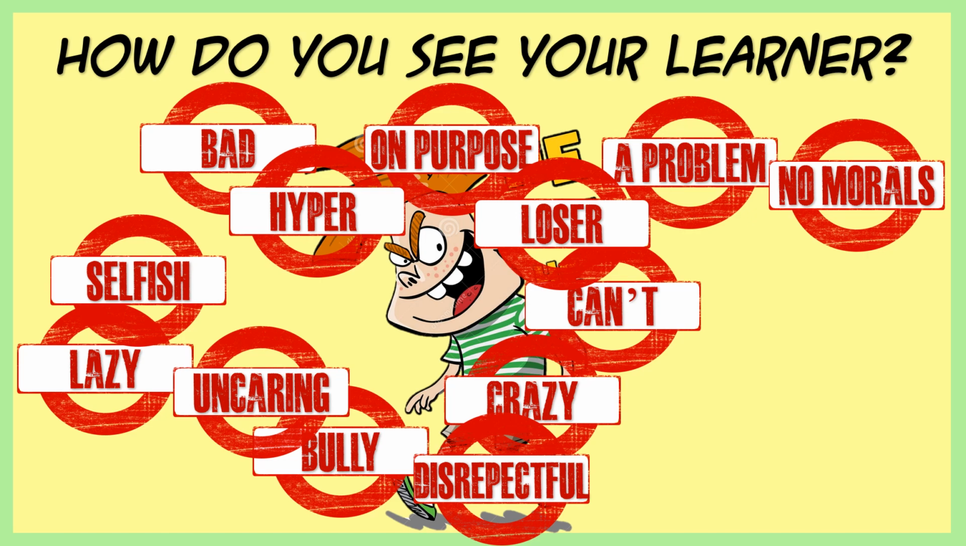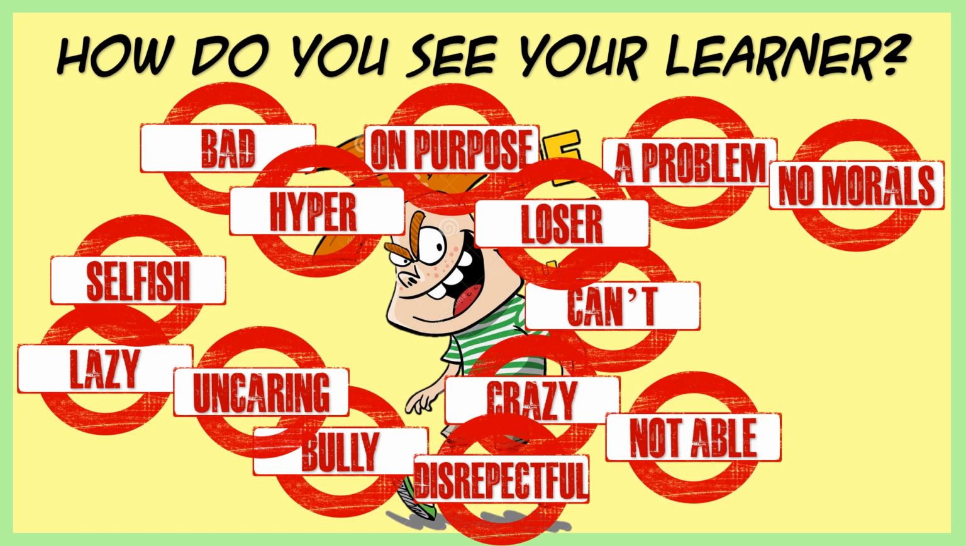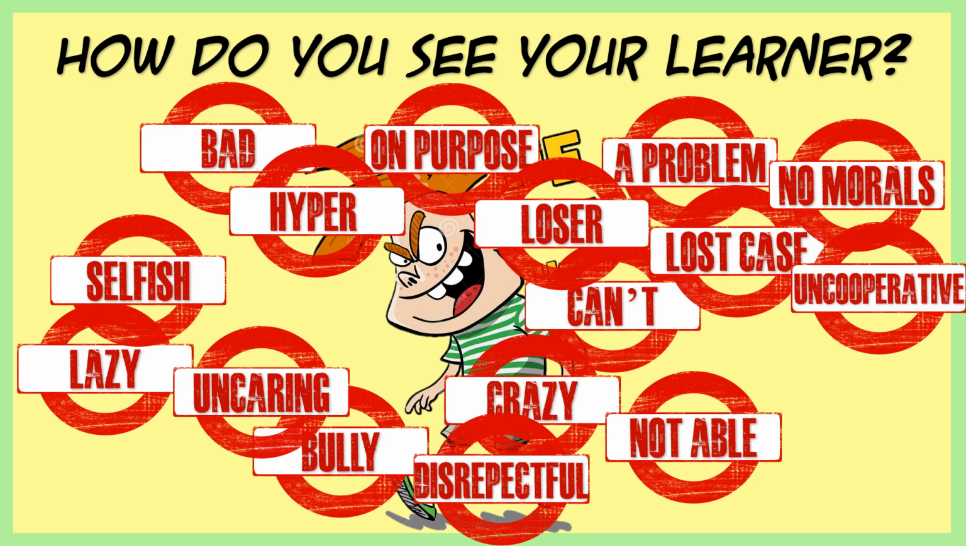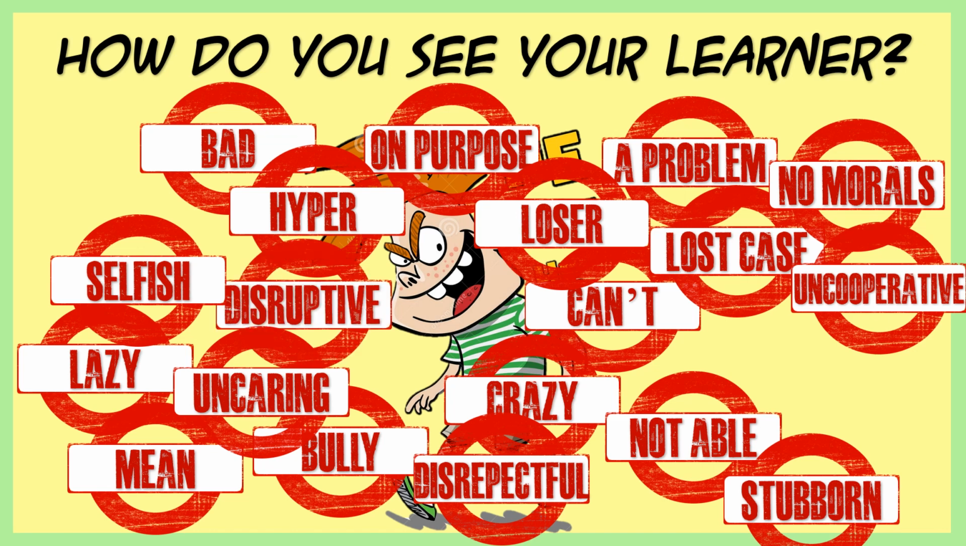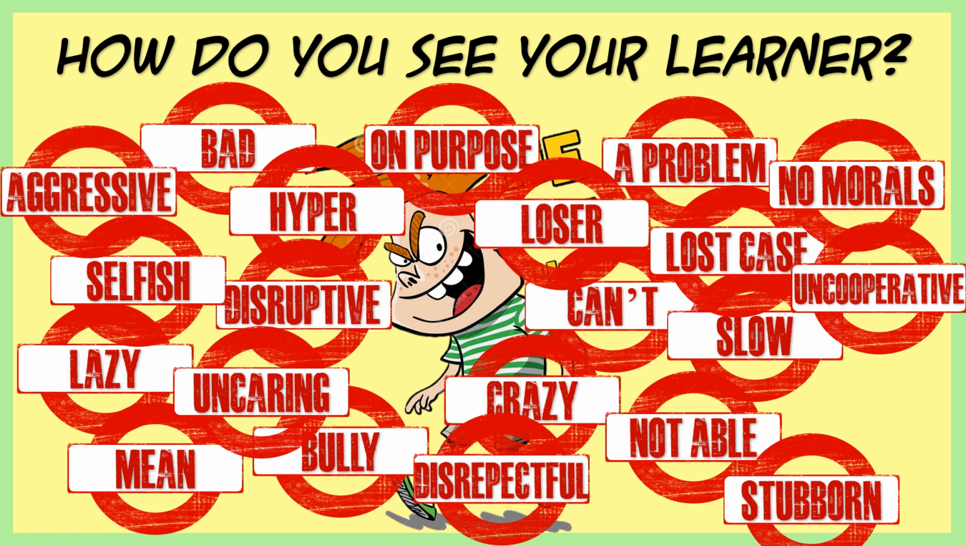Disrespectful, no morals, not able. This child is not able to learn. That is incorrect because we can never label a child as a lost case. We might say the child is uncooperative, stubborn, mean, disruptive, slow, aggressive. And unfortunately, some people even label children as stupid.